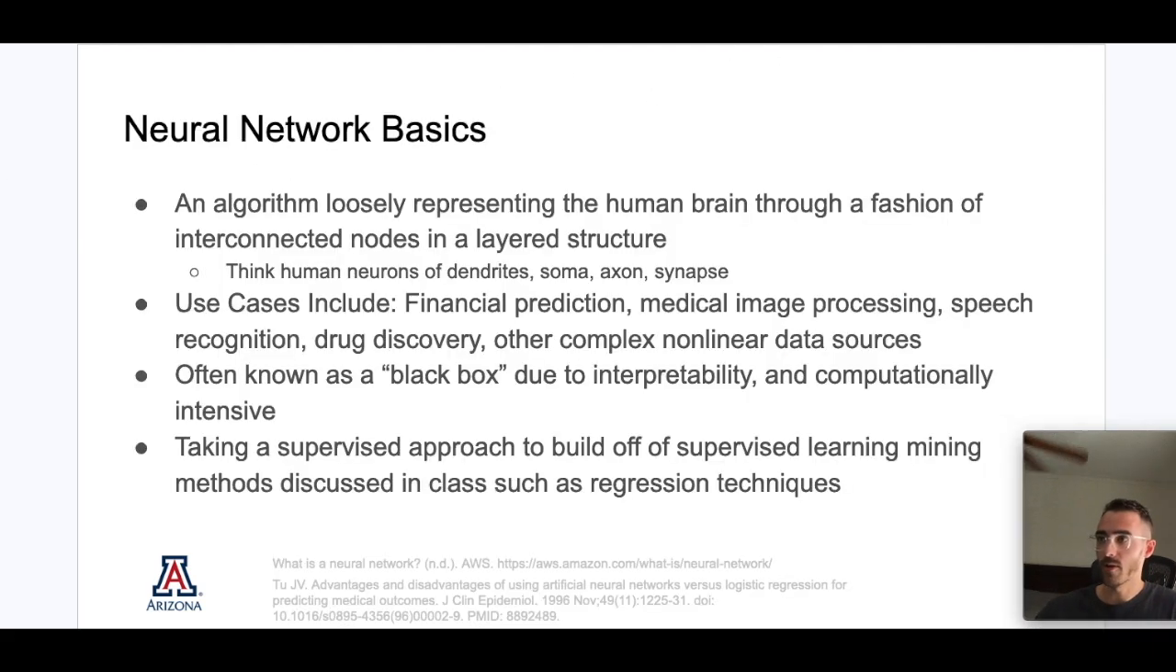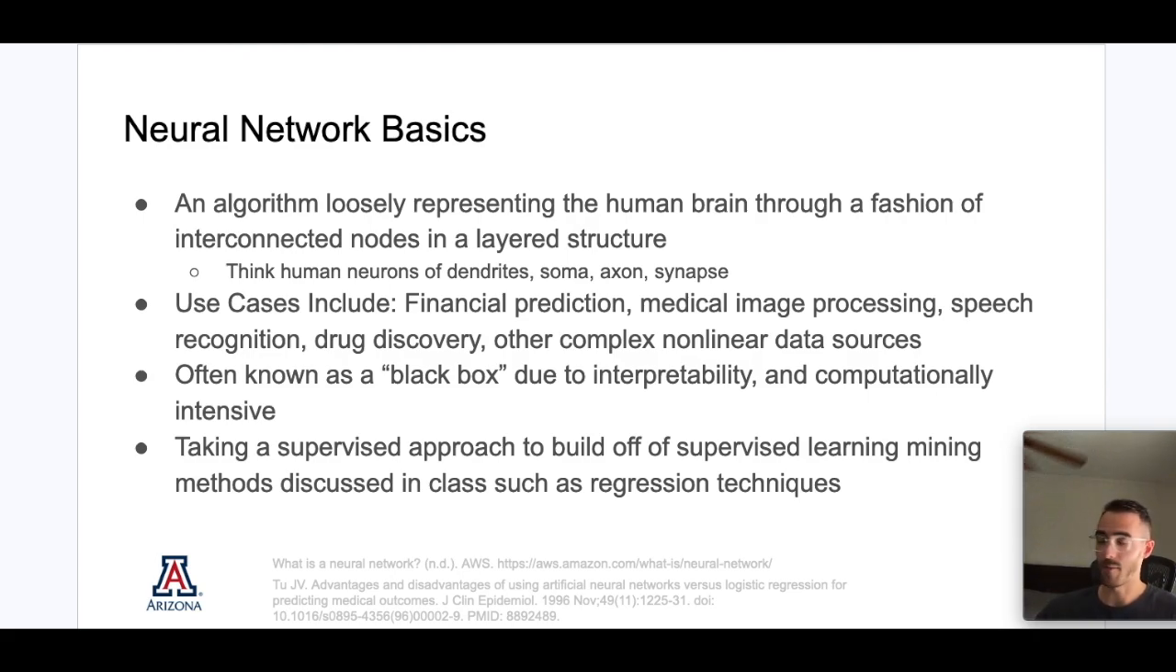So first, I want to go into some of the neural network basics themselves. So what is a neural network? A neural network is an algorithm that basically loosely represents the human brain through a fashion of interconnected nodes in a layered structure. Neural networks tend to oftentimes be implemented for very complex analysis tasks themselves. So a lot of times this includes nonlinear data sources, which is one of the key strengths of neural networks, is they perform very well in nonlinear data.